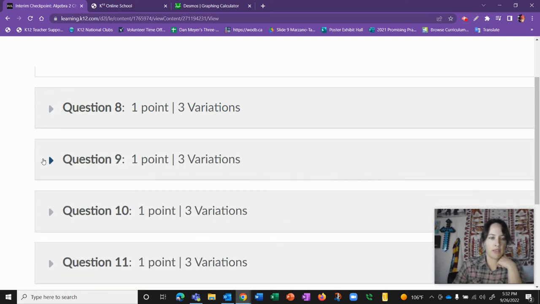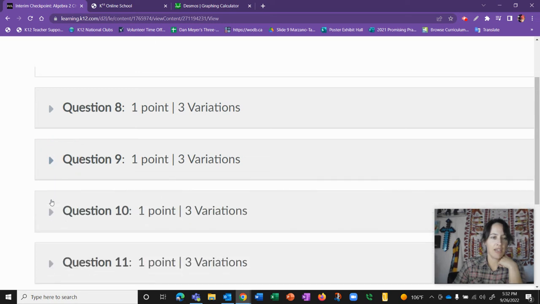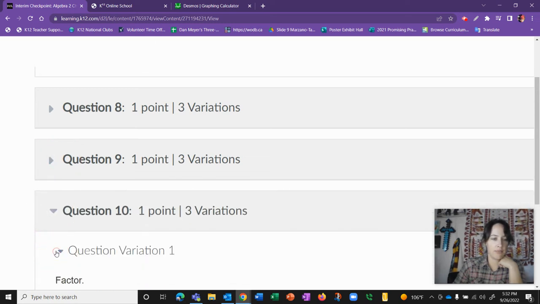Awesome, you guys. Adding polynomials. Just combine like terms. Okay, I'm not going to look at any more. Adding polynomials. You can do it.